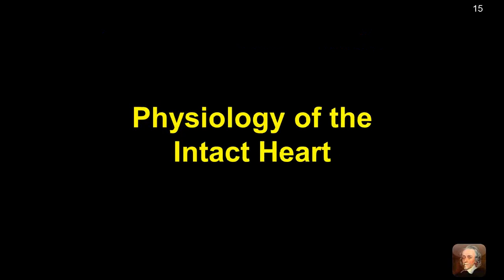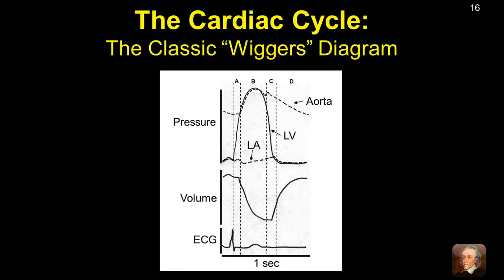So with that as background, we can now launch into the physiology of the intact heart. The foundation for understanding the events that occur during the cardiac cycle has been known for over a century, and is readily and commonly illustrated by what's called the Wiggers diagram. This was presented by Carl Wiggers in the 1920s, and what he did was make a time plot of the various parameters that one could measure that characterize heart and vascular properties.